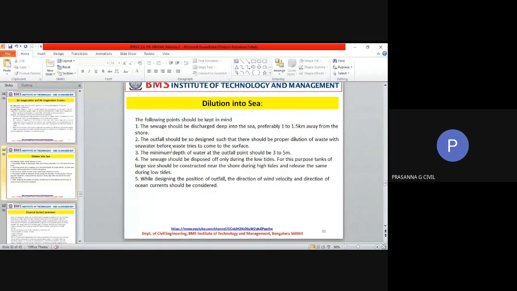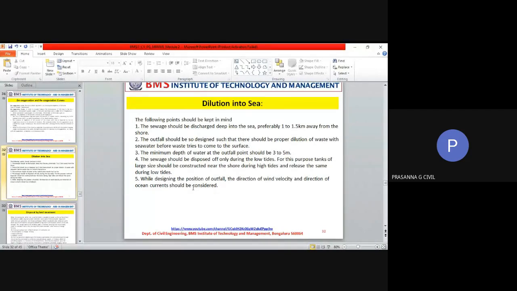The sewage should be disposed of only during low tides. You know what all damage can be done by the tides. So for this purpose, tanks of large size should be constructed, filled during high tides, and then released. There are different ways. Now they don't do tanks and all. They will take a deep pipe underground. While designing the position of the outfall, the direction of wind velocity and the direction of ocean currents should be considered.